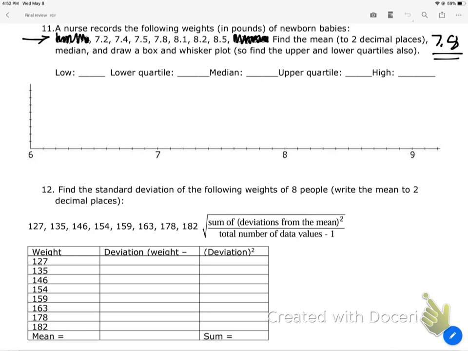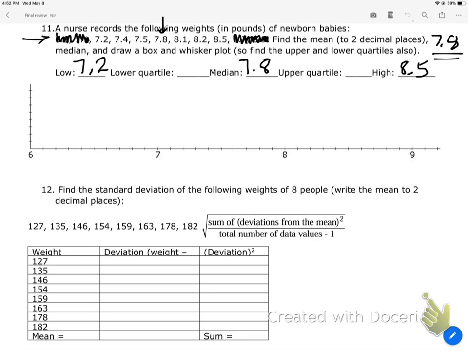Right, here we go. Now the median, remember, is the middle number. There's the middle number right there. So the median is 7.8, okay? The lower number is the 7.2. The higher number is the 8.5.